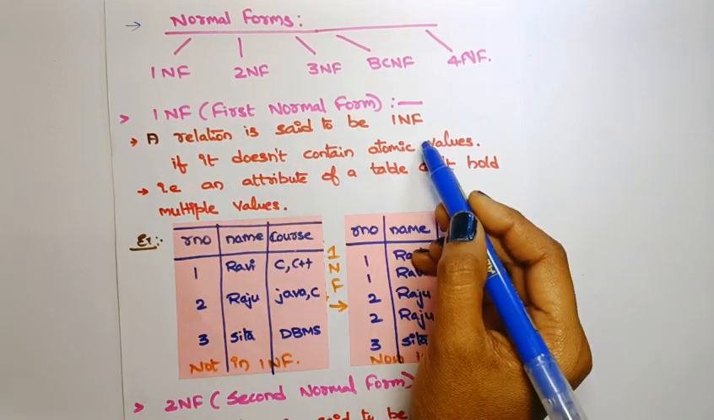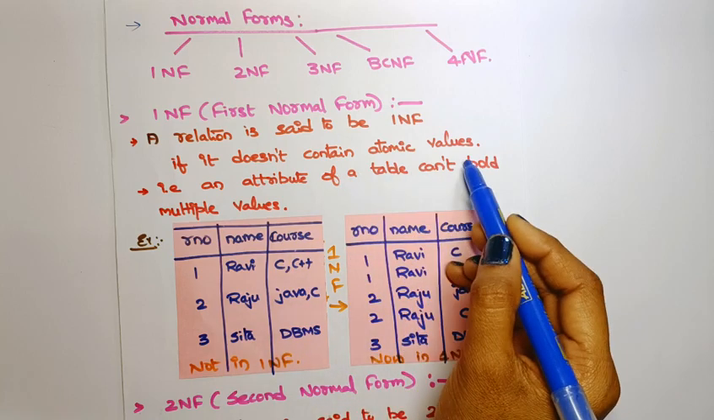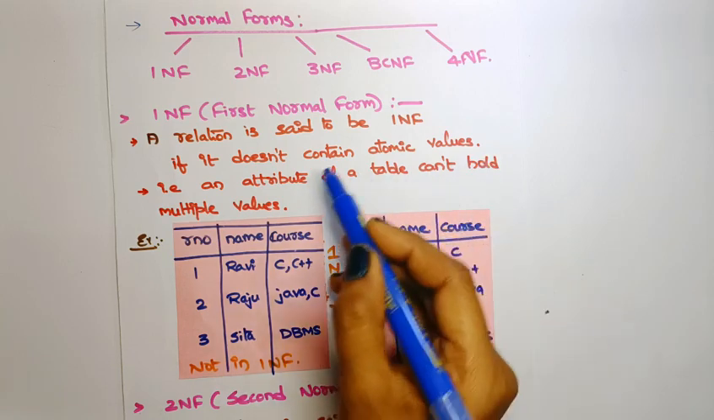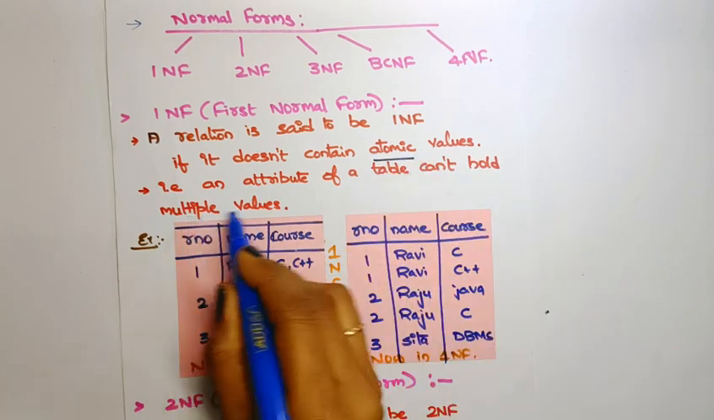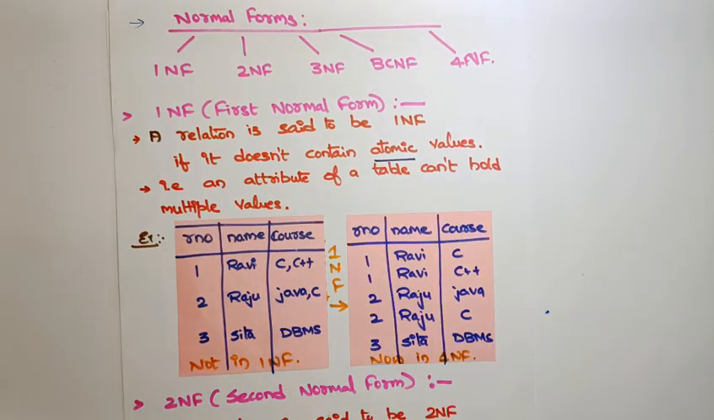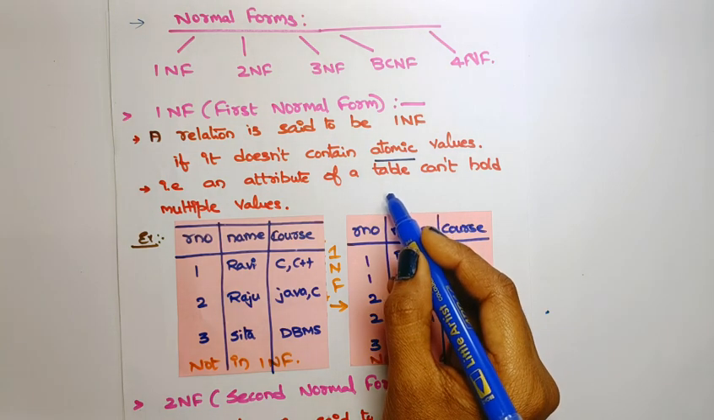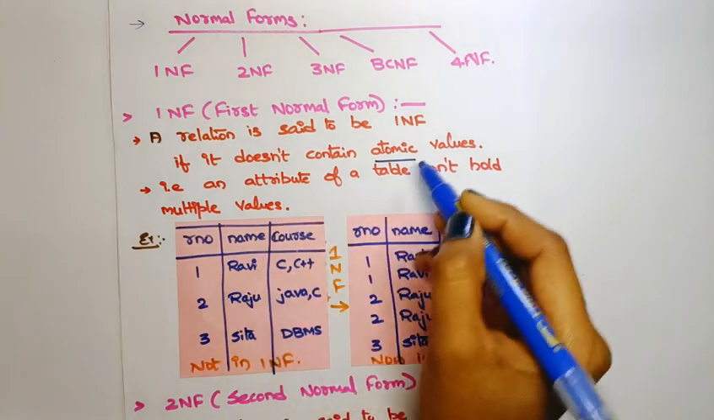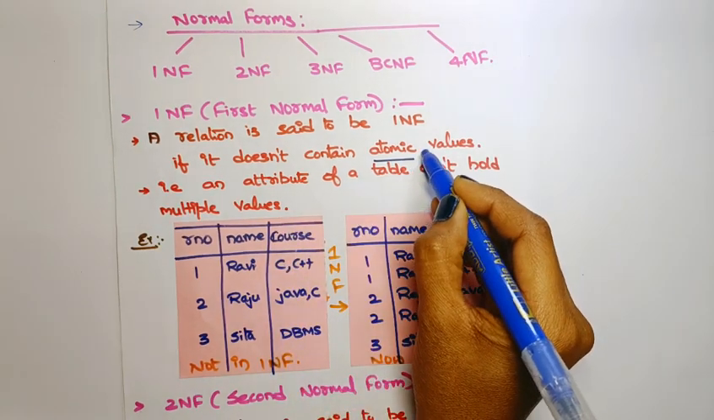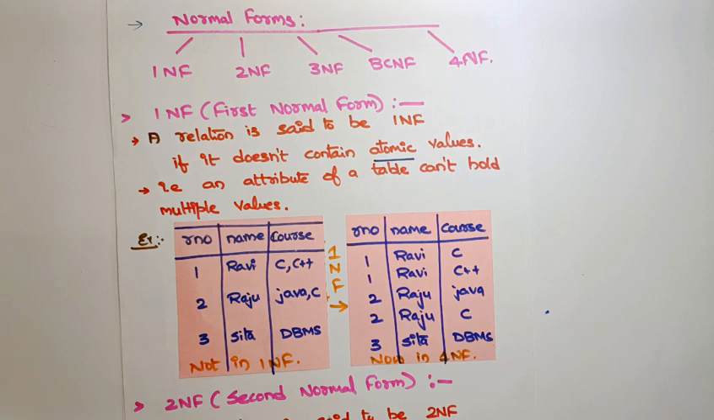A relation is said to be in 1NF if it contains only atomic values. Atomic means an attribute of a table cannot hold multiple values; the value of an attribute must consist of a single value only. It doesn't hold multiple values. That is nothing but atomic. Atomic means single, you can say.